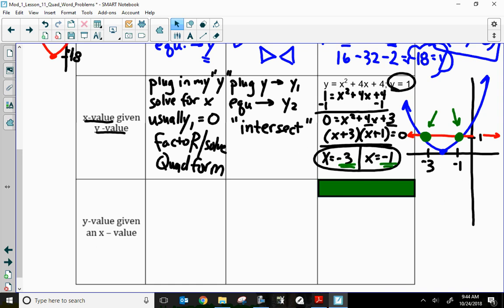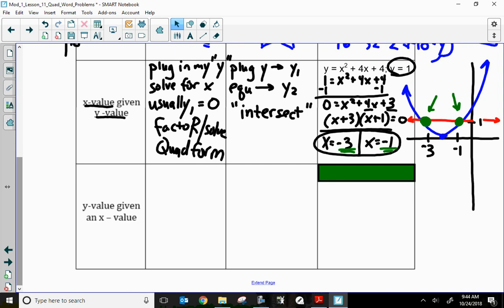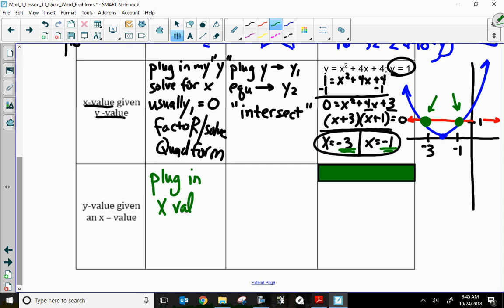Last but not least, before I let you guys loose on this, is what if I need to find a y value given an x value? This is the easiest of all. I just plug in my x value.